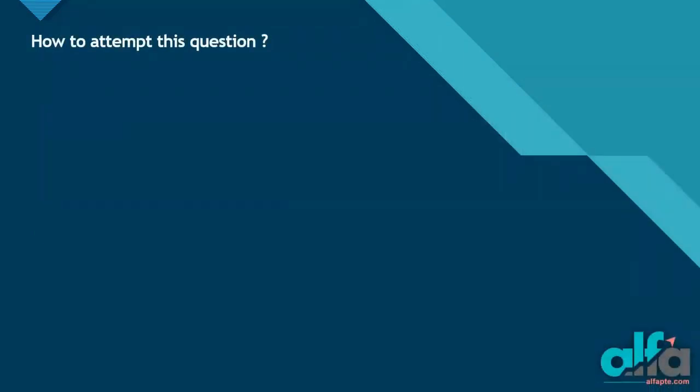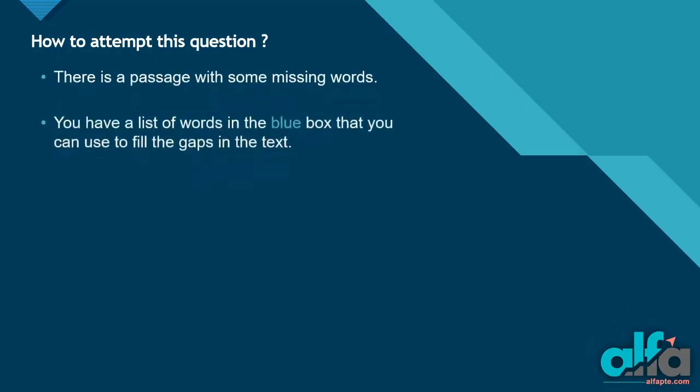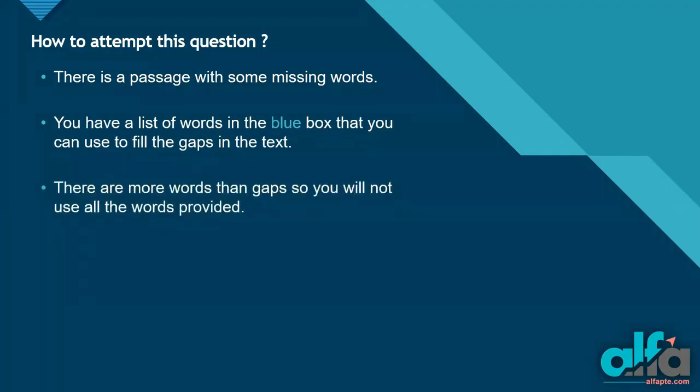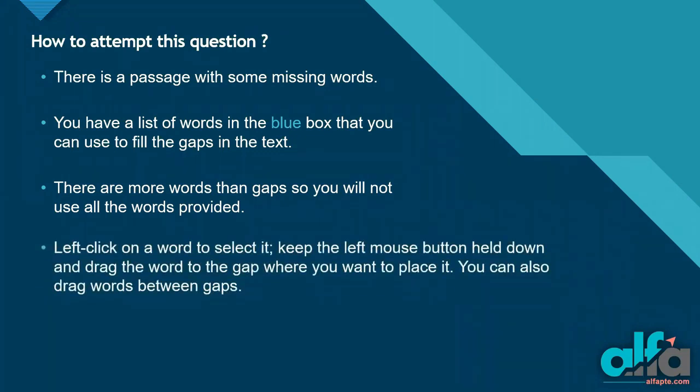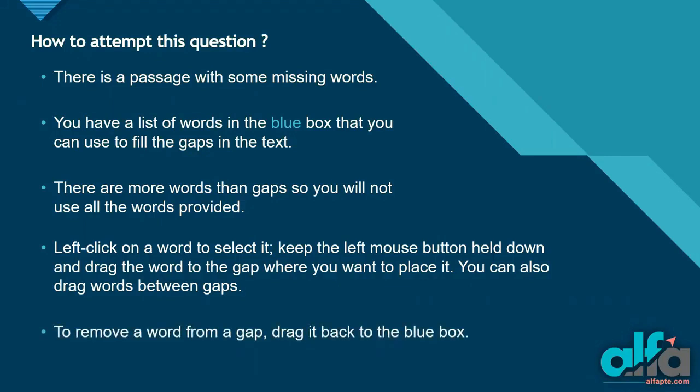Let's see how we attempt this question. There is a passage with some missing words. You have a list of words in the blue box that you can use to fill the gaps in the text. There are more words than gaps, so you will not use all the words provided. Left click on a word to select it. Keep the left mouse button held down and drag the word to the gap where you want to place it. You can also drag words between gaps. To remove a word from a gap, drag it back to the blue box.